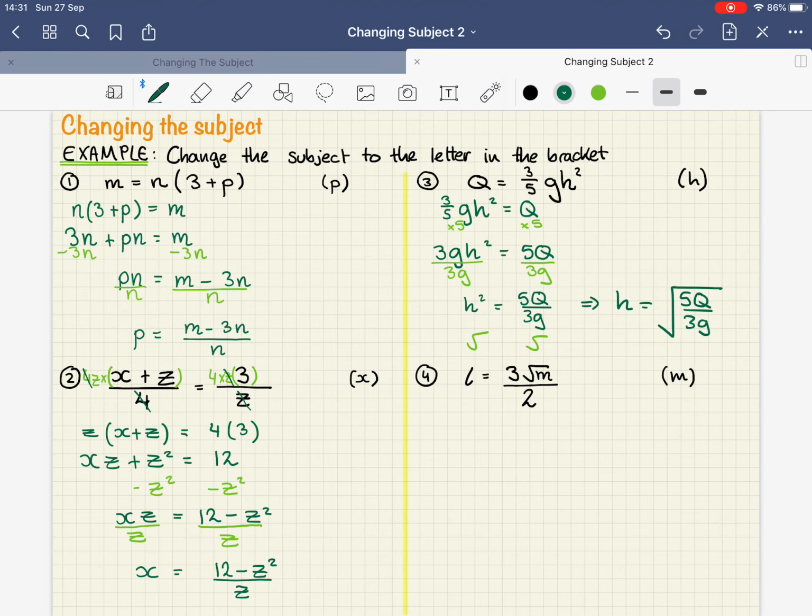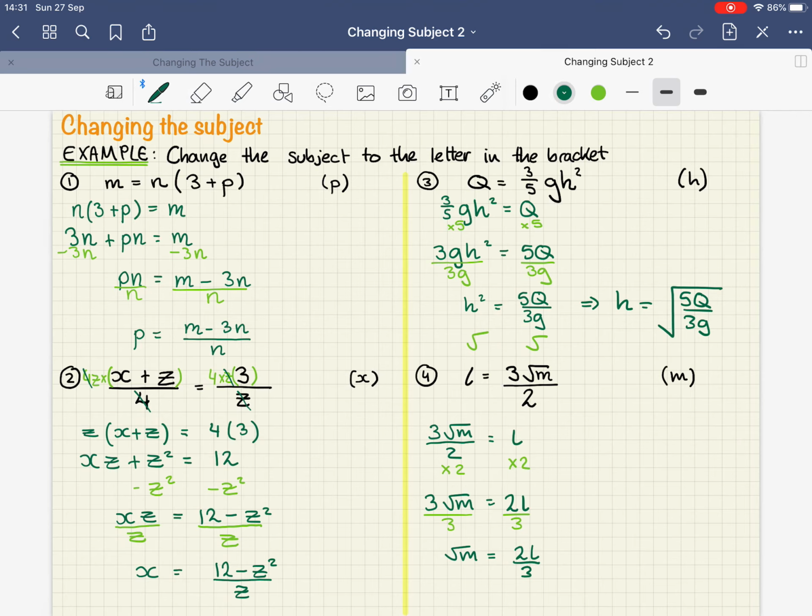And then the last one here, I've got L equals 3 root m over 2. I want to make m the subject of my equation. Firstly, I'm going to do my common sense line, so I'm just going to swap them around. Then get rid of the fraction, so multiply by 2. So now I have 3 root m equals 2L. I want to divide by the 3 on both sides. So I now have root m equals 2L over 3.